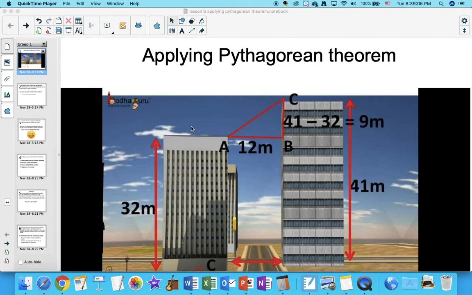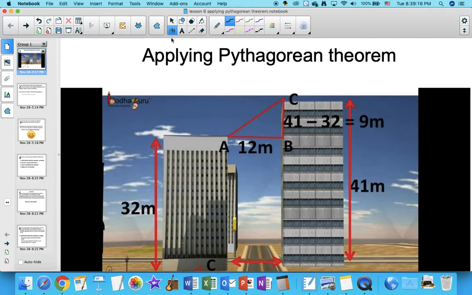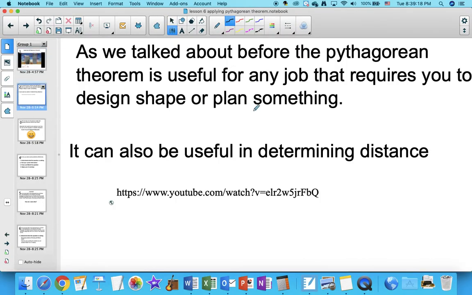You're watching the last lesson on Pythagorean theorem. In this lesson, we'll be talking about the problems that you can run into that apply the Pythagorean theorem. In other words, we're going to talk about how the Pythagorean theorem is useful in real life scenarios or real life situations. So this video will talk about certain problems you'll see, and it can also be used to show how the Pythagorean theorem can be used to determine distance.